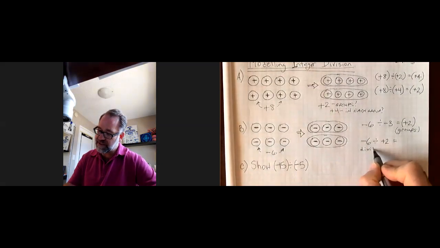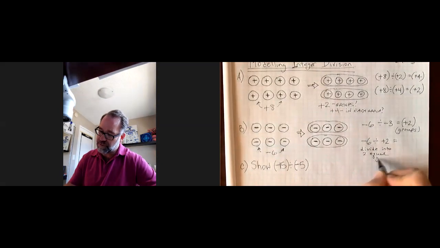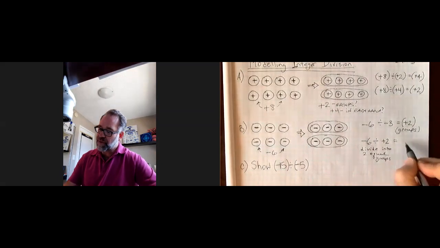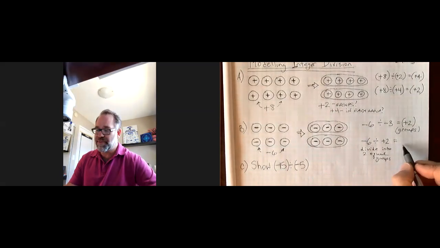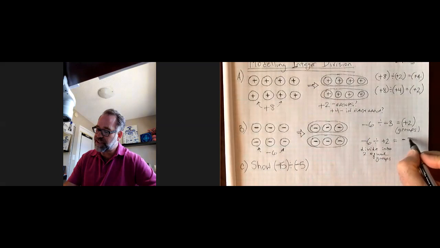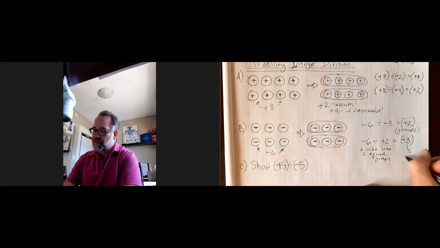Divide into 2 equal groups. But in that case, our answer would not be the number of groups. It would be, what do we see in each group? And in each group, there's -3 in each group.